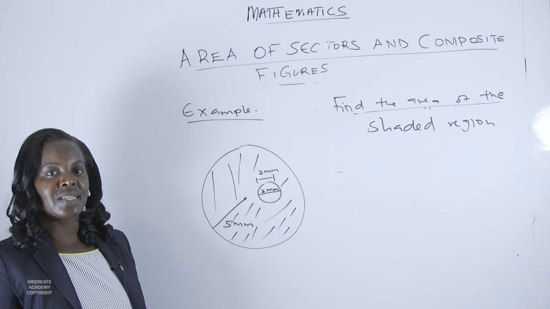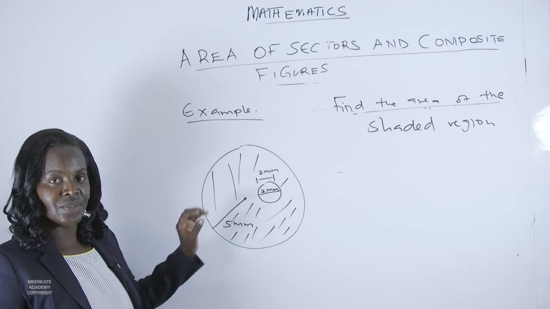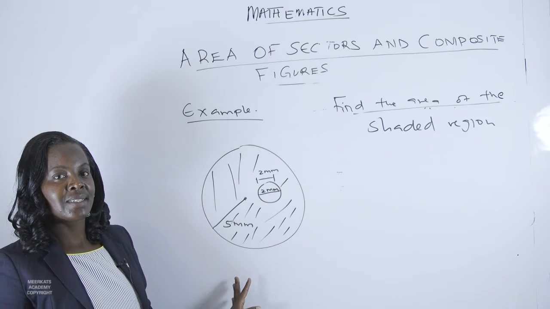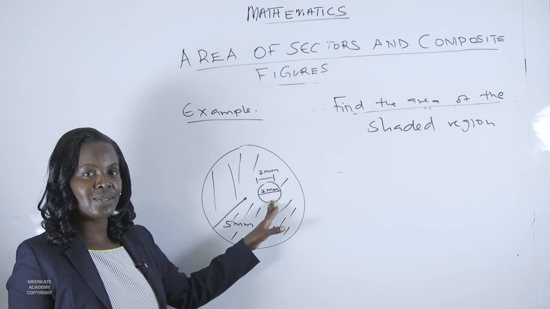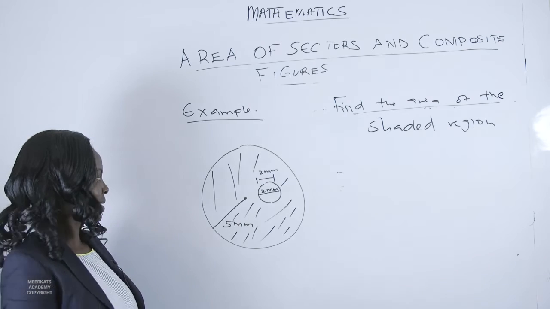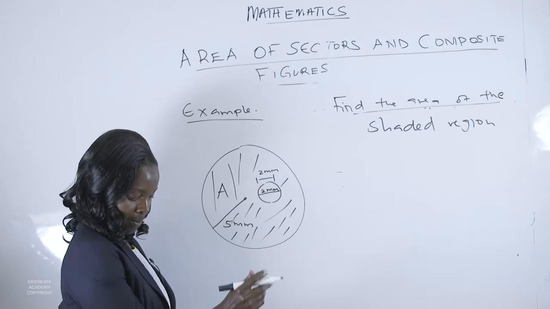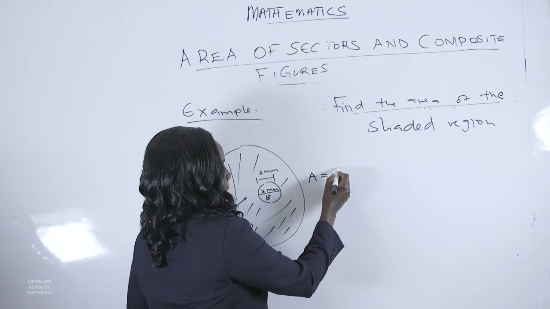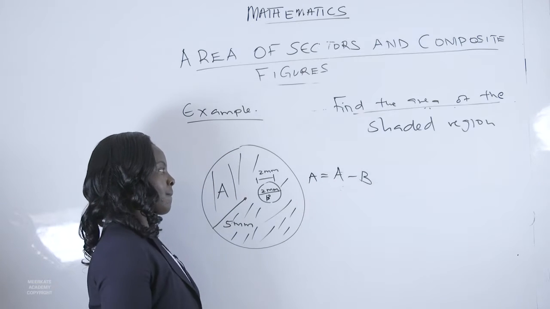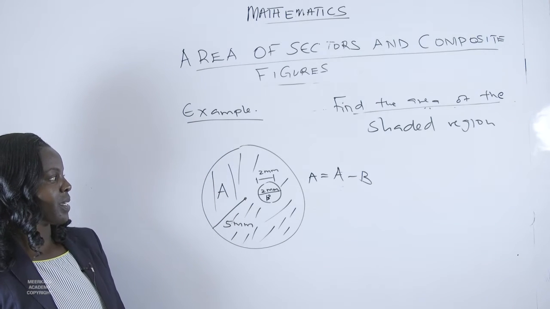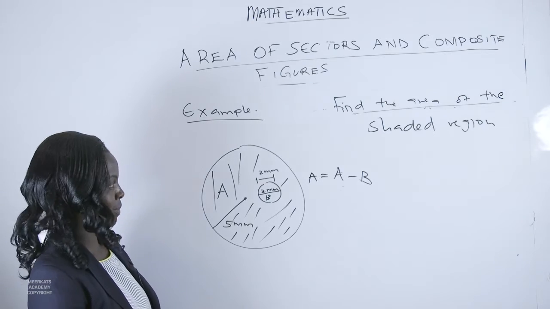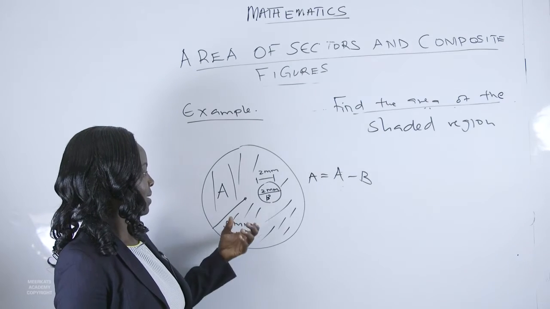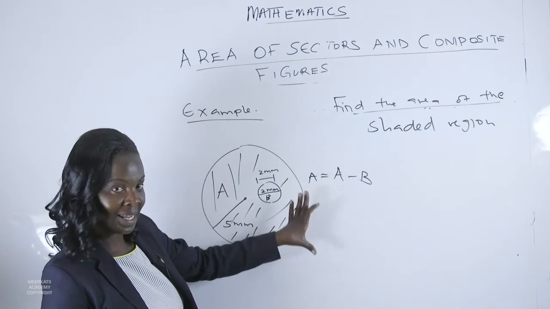Let's find the area of the shaded region. How do you find the area of the shaded region? You realize that we will find the area of the larger circle, then we find the area of the smaller circle and subtract. If this is A, and this is B, will the shaded area be A minus B? A minus B. So let us find the area of A, the larger circle.